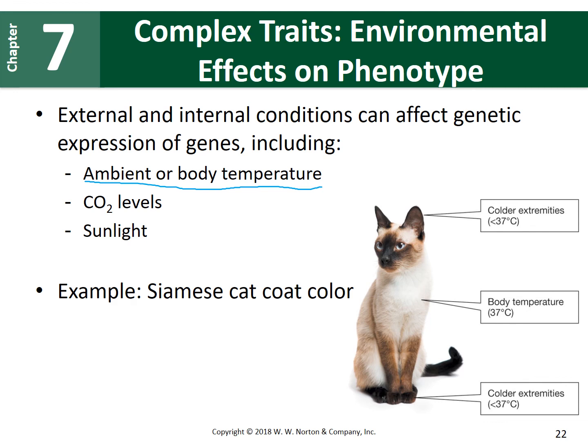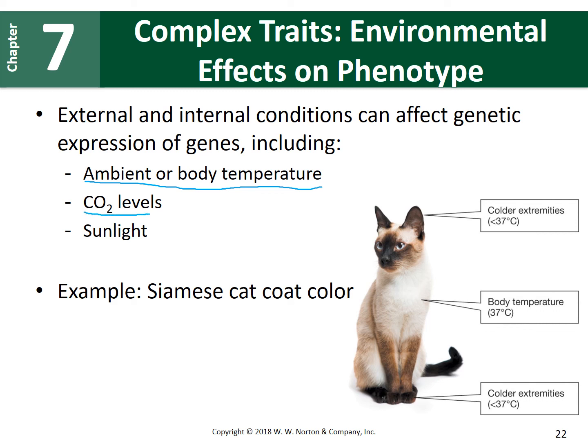So here we have a Siamese cat, and in these cats they have darker fur at the extremities where their body temperature is lower. In the core of their body it's a little bit warmer. So this temperature influences how that gene is expressed. So in warmer areas, that gene does not express that dark pigment. In the colder areas on the extremities, that pigment is expressed. So we have darker spots on the feet, the tail, the ears, and the nose.